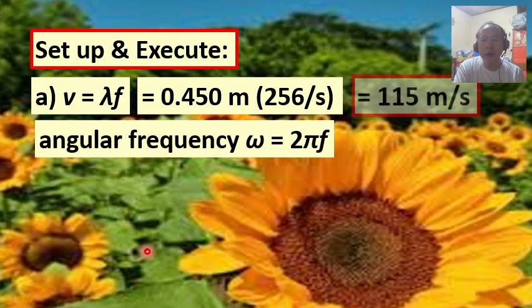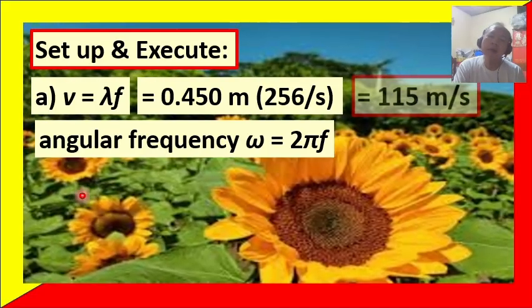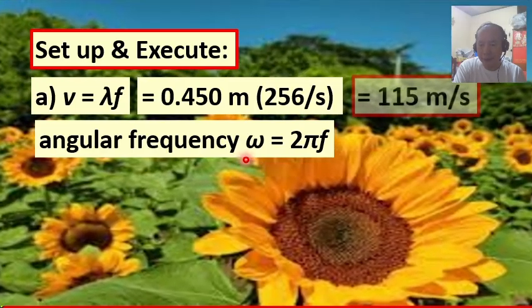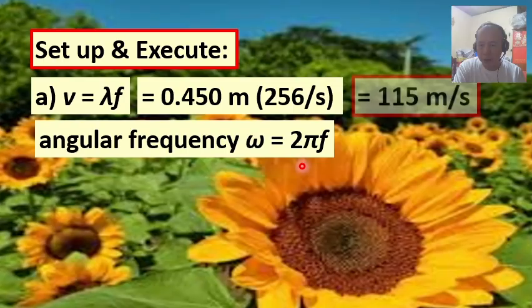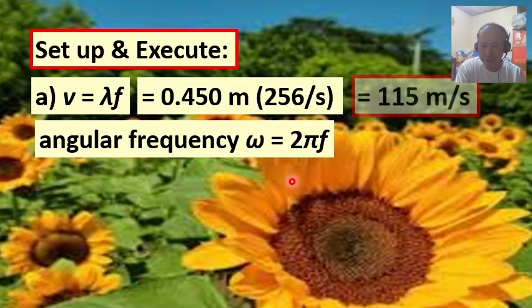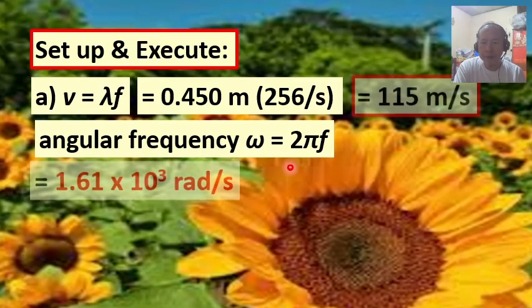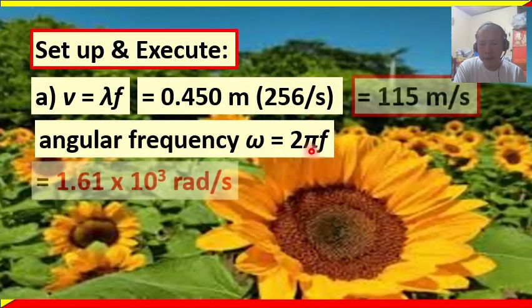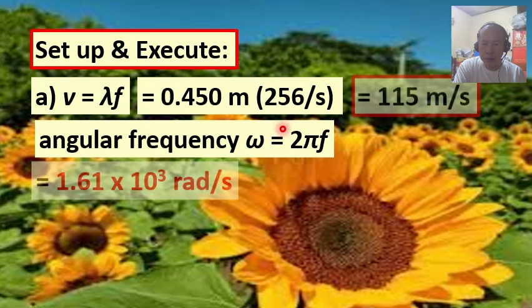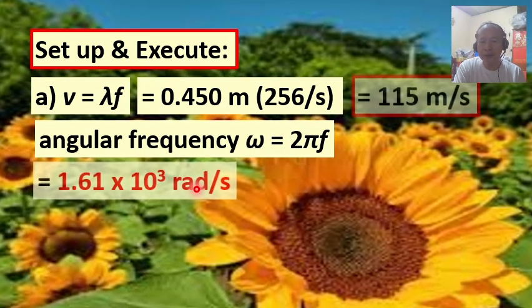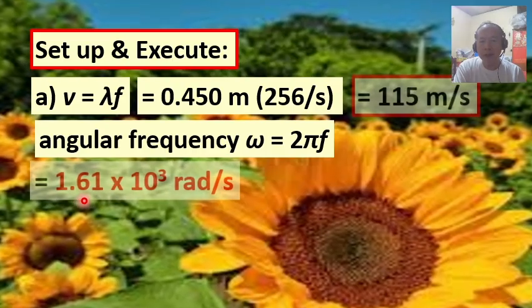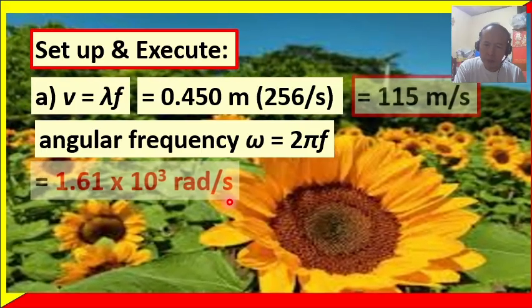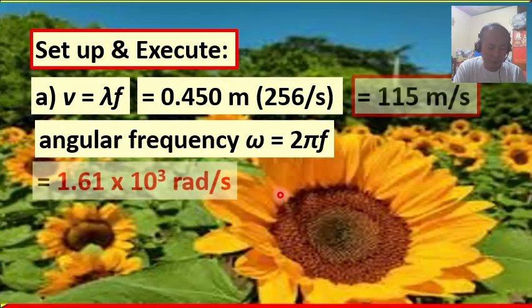At this point, we also determine the angular frequency denoted by the small Greek letter omega, which is equal to twice the product of pi and the frequency f, or multiplying 2 by the value of pi and the frequency 256 per second, we get this value for the angular frequency omega equal to 1.61 times 10 to the third power radian per second, also rounded to three significant figures.